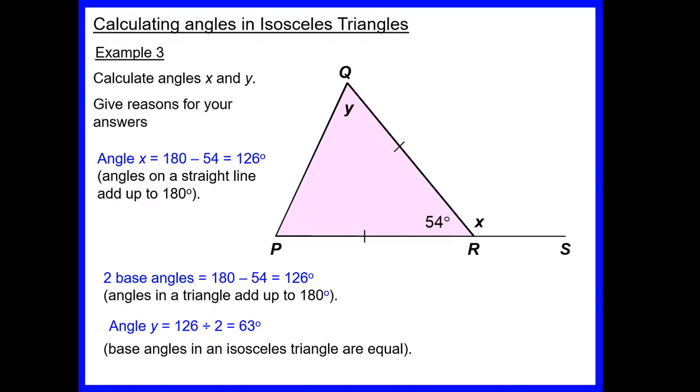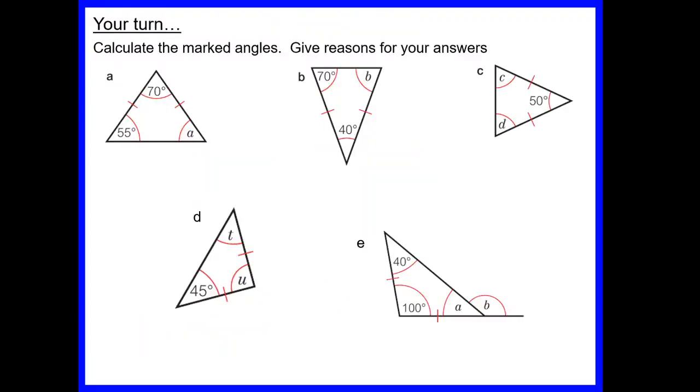So you'll notice for each angle that I found, I've given the reason, the rule I used to find that particular value. So every time we find a value, we have to say which rule we've used. Okay, make a note of that example, and then we're going to move on to having a go. Okay, so there are 5 questions there then, so pause the video, have a go at finding the angles marked with the lowercase letters.